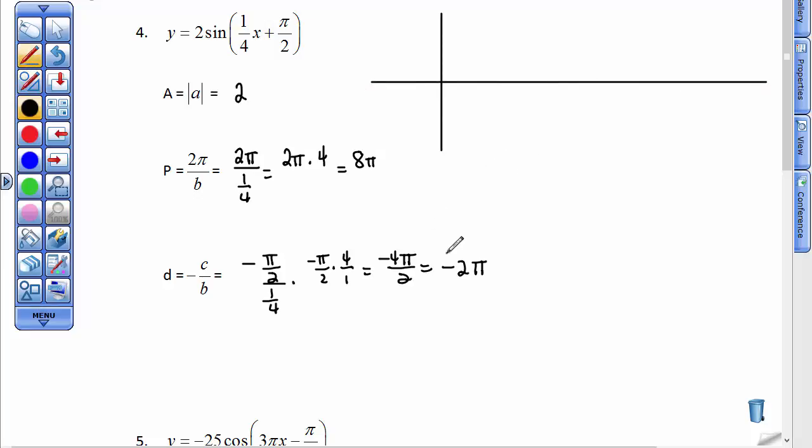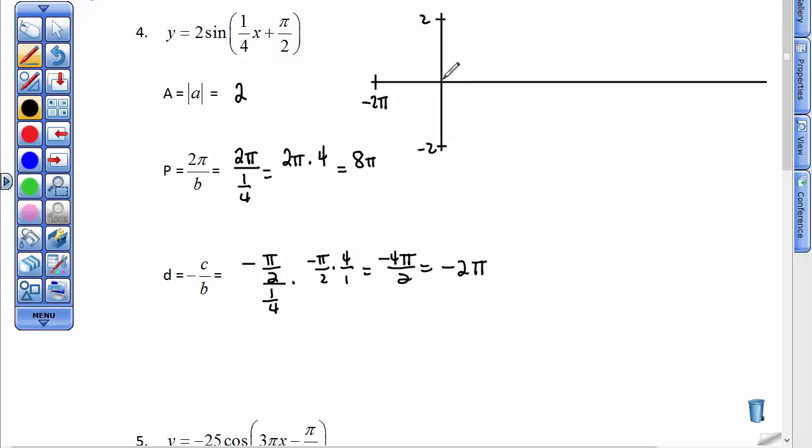And it's a negative 2 pi. So I'm going to come on over here and put a large distance between the origin and its displacement, just because it seems like it's a larger number than we've been dealing with. I've got a sine curve. Its amplitude is 2.